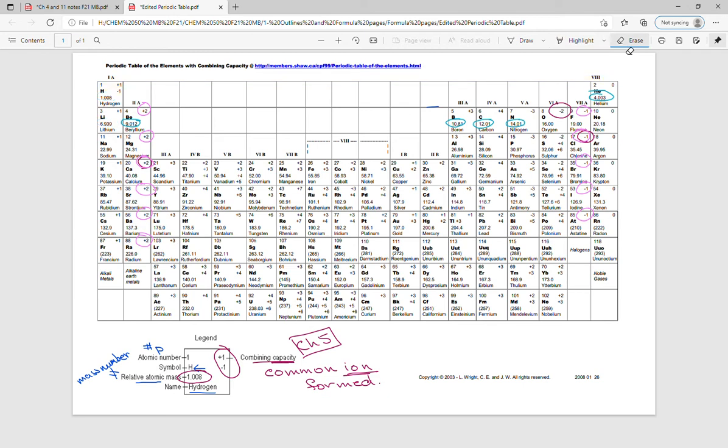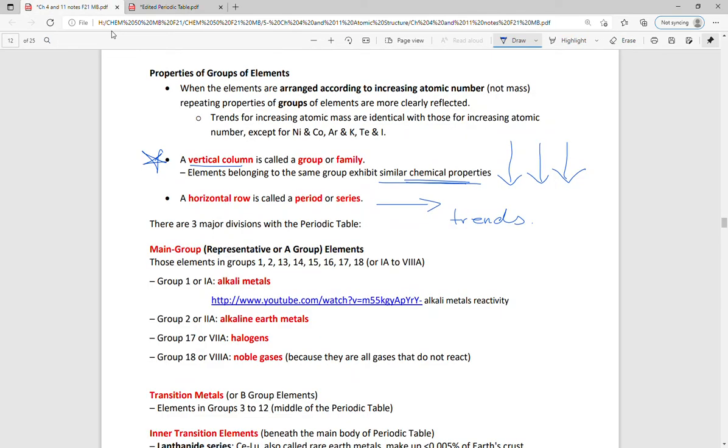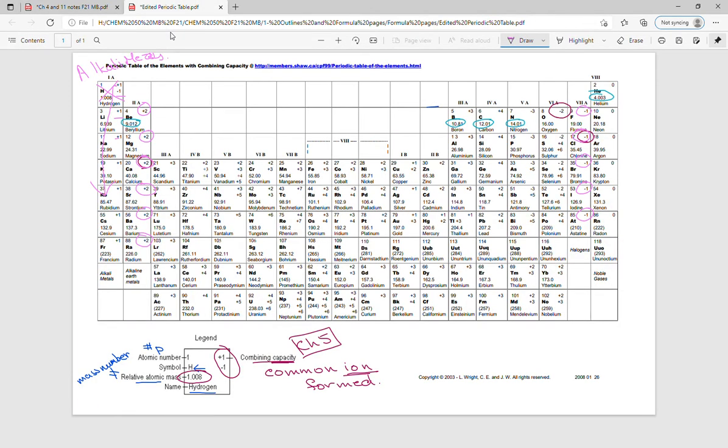So this column down here, those are the alkali metals. And you'll notice they all have a +1 out here, except for hydrogen. Hydrogen's the oddball. The next one over are the alkaline earth metals. I always say that wrong. There's actually a correction. So this column would be the alkaline earth metals.